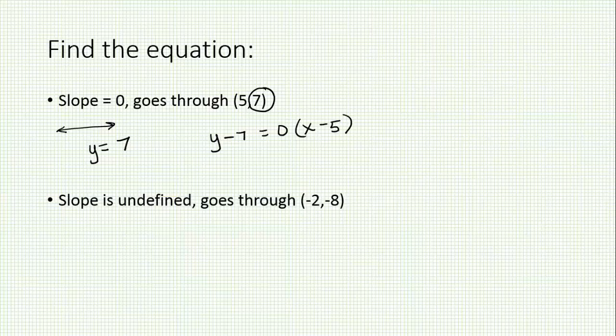But what would that turn into? Y minus 7 is 0. And if you add 7 to the other side, it turns into y equals 7, which is what we had before. How about that second example?